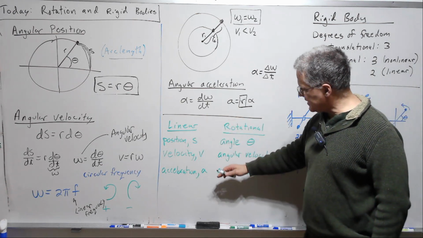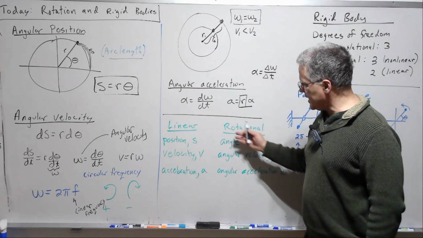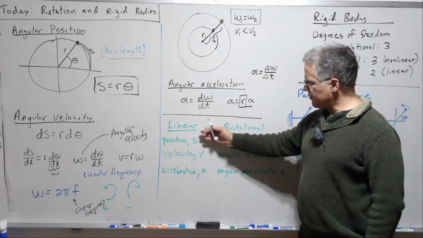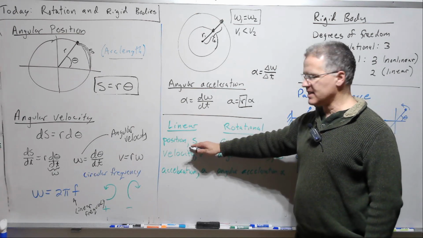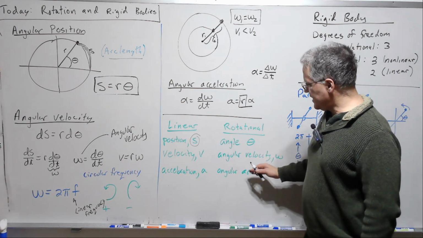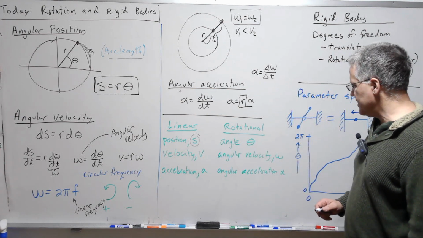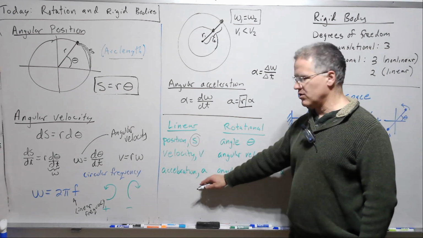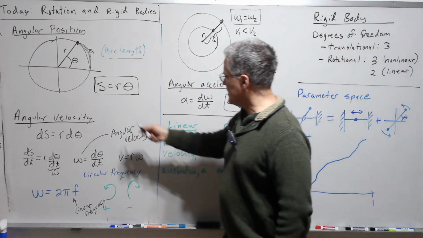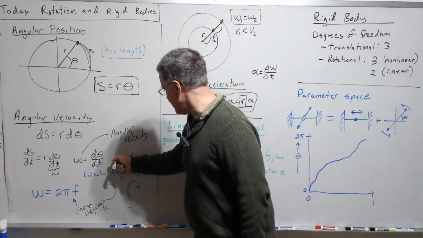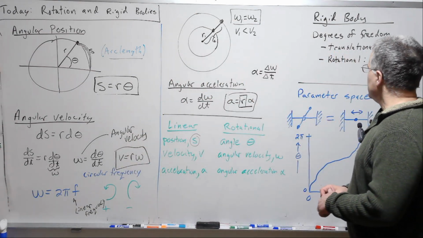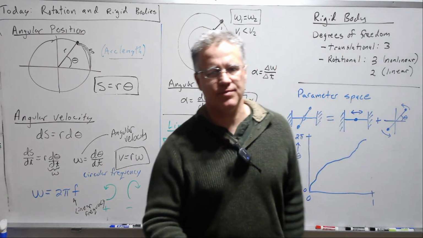And so to summarize, we have this relationship between the linear motion and the rotational motion. Angle plays the role of position. We've been calling that x, but in this context we'll call that s. Angular velocity plays the role of velocity, and angular acceleration plays the role of acceleration. And they're linked together by these formulas. This one, and this one.